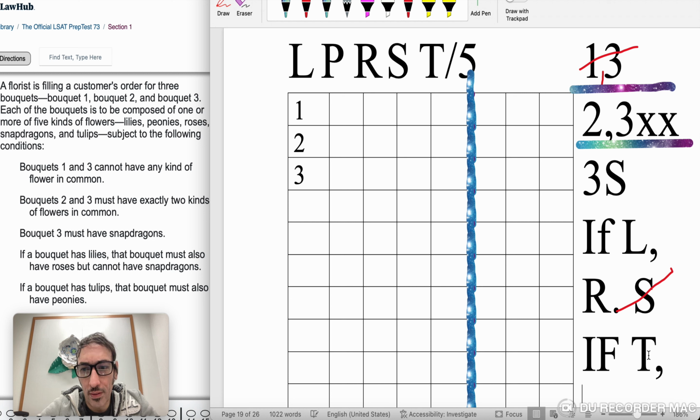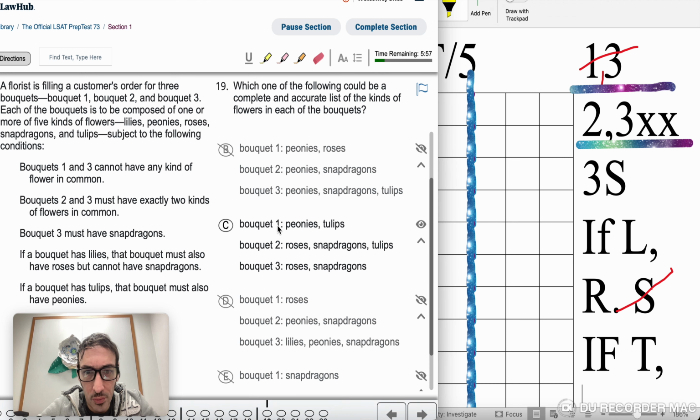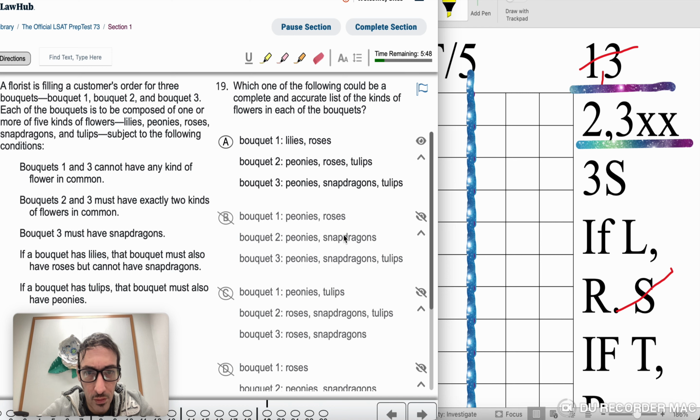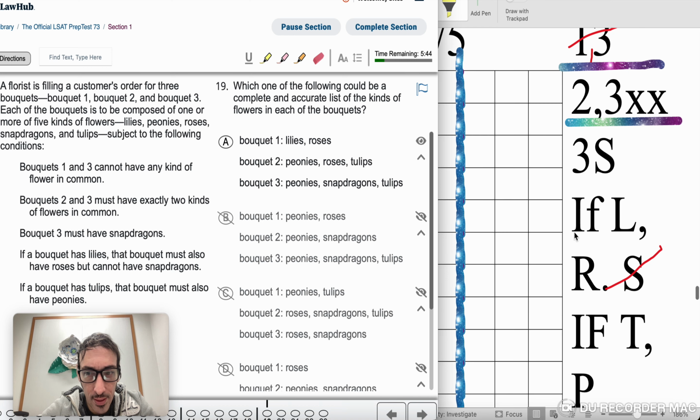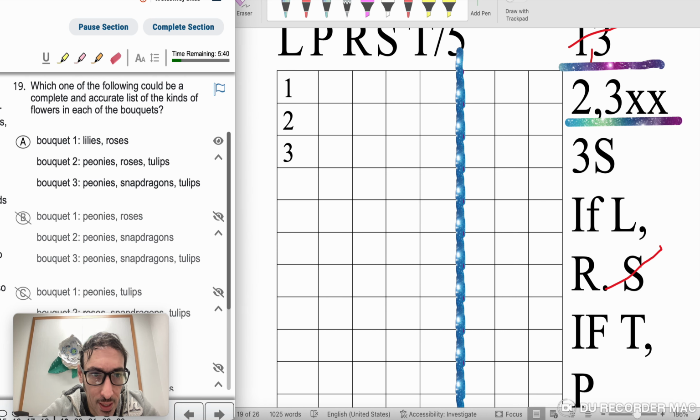So let's see if we can look for it real quickly. The bouquet has a T, so it must have a P. I see T, but I don't see a P, so we'll eliminate choice C. And now we're left with choice A. If the bouquet has a T, it must have a P. Okay, so that's process of elimination on choice A.